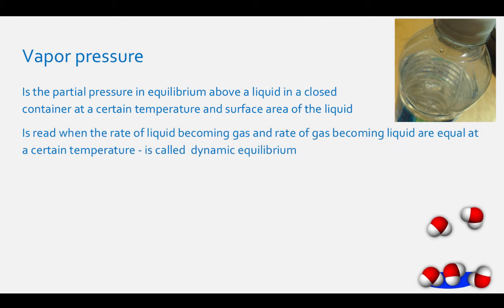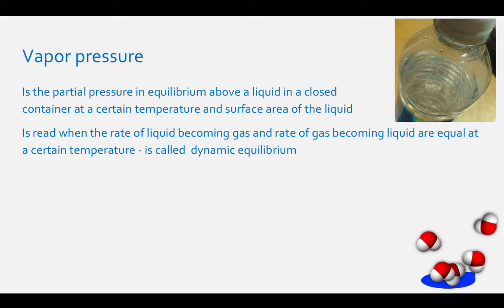Eventually, the rate of liquid becoming gas and of gas becoming liquid will be equal, and then a dynamic equilibrium is reached. It is called a dynamic equilibrium because the individual liquid and gas molecules are still changing from liquid to gas and from gas to liquid. This is when the vapor pressure is read at a certain temperature.